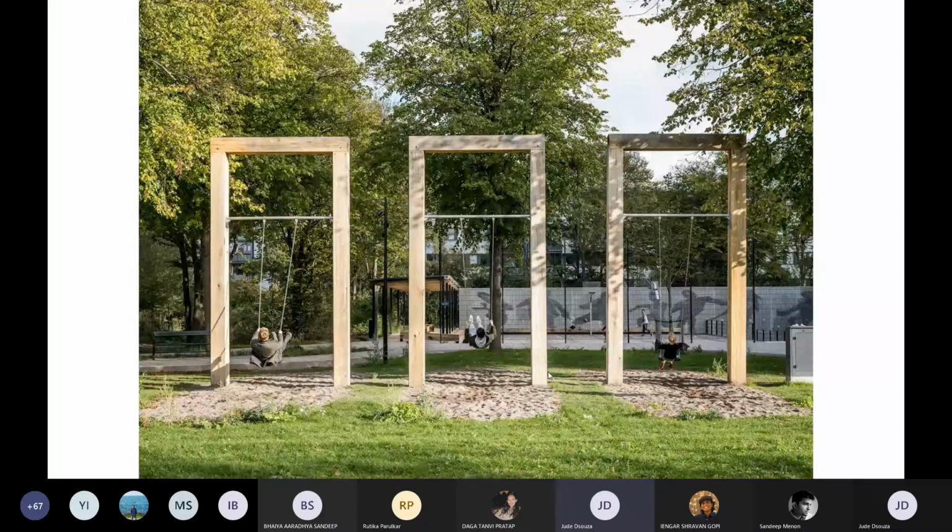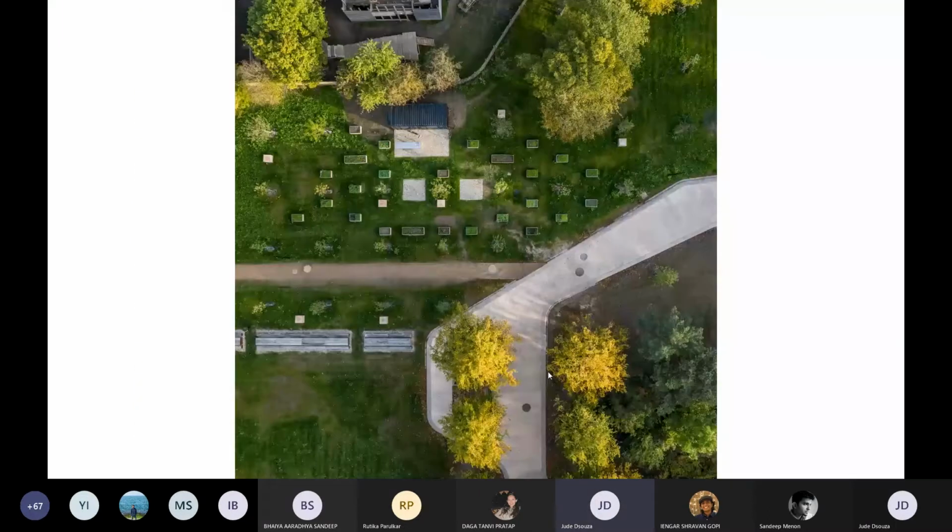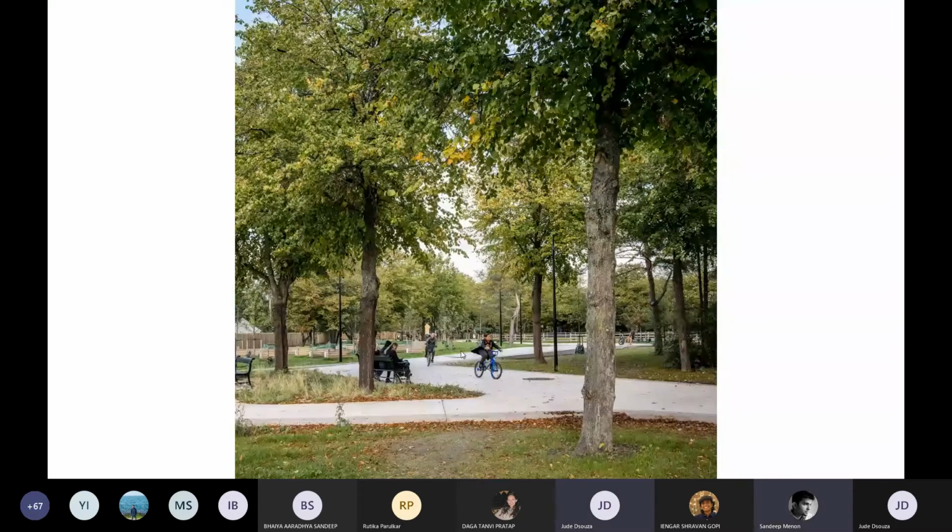And okay, so moving on. Sandeep, you want to add anything? No, Jude, I think you can move on. That was well explained. Yeah, all right. So fine.